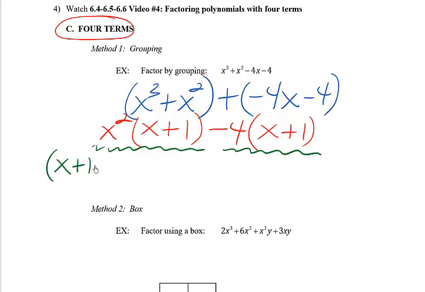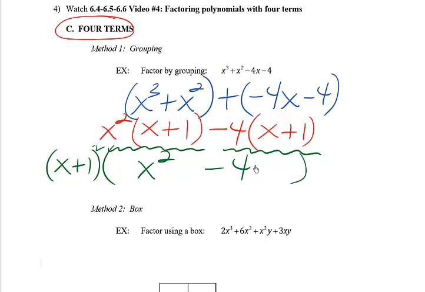Let me write it in sort of an exaggerated way. And then I'll open a parentheses to fill in what's left from each of these messy looking terms after I pull out the x plus 1. Well, the only thing left from this guy would be the x squared. And the only thing left from this other guy would be the minus 4.